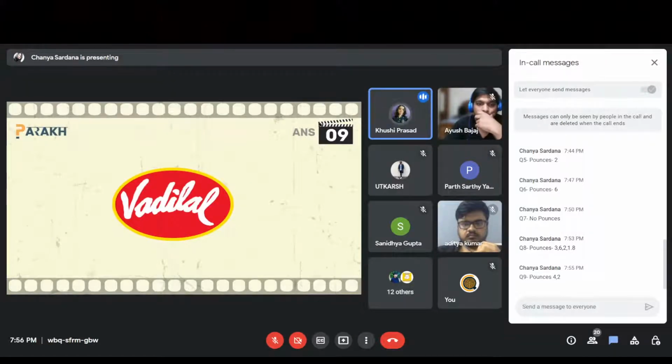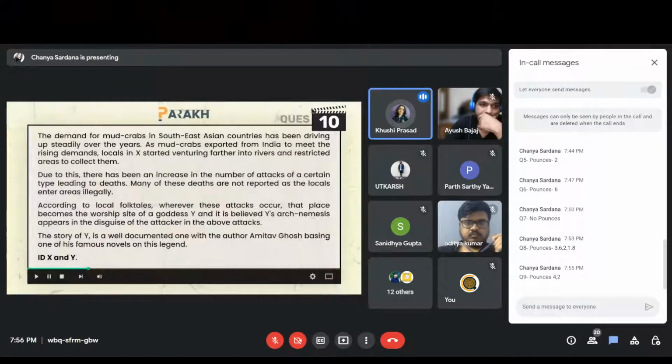Okay, so next question, direct for Team 7. The demand for mud crabs in Southeast Asian countries has been going up steadily over the years. As mud crabs are exported from India to meet the rising demands, locals in X started venturing farther into rivers and restricted areas to collect them. Due to this, there has been an increase in the number of attacks of a certain type leading to deaths. Many of these deaths are not reported as the locals enter these areas illegally.